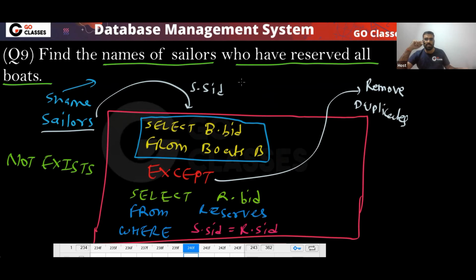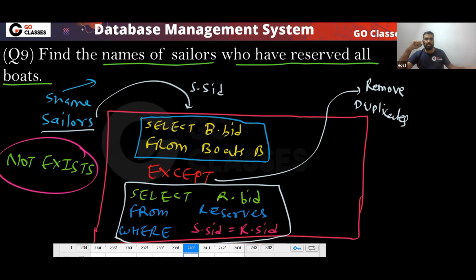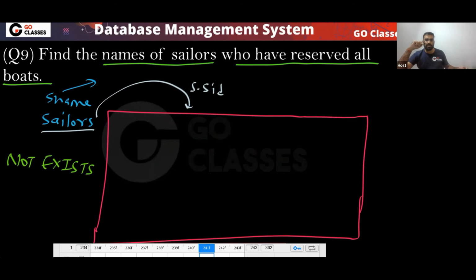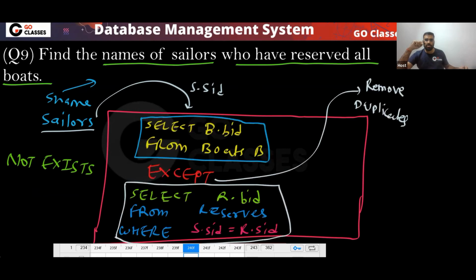See, step by step I have explained this complete query in a very step by step manner. Please tell me, do you have any doubt? So those BIDs you can find which are reserved by SID, and you can remove from all the, okay, and basically it should not exist. There should be no such exist. So this is your query.